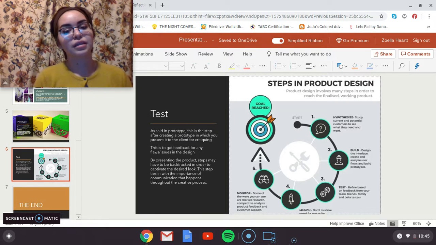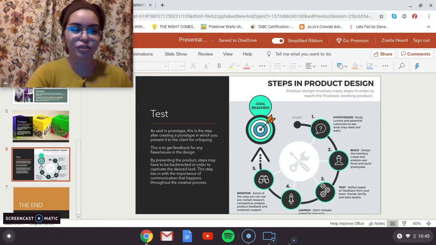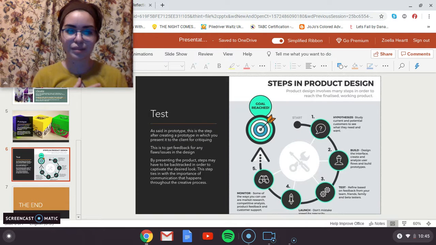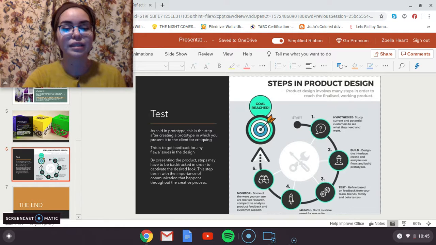So if they didn't like a certain thing or a certain direction that you're going, maybe taking some steps back, hopefully not to the beginning, to learning more about what they have to give and more about the product in order to understand more on where to take the design product. So this step ties in with the importance of communicating what happens in the creative process.